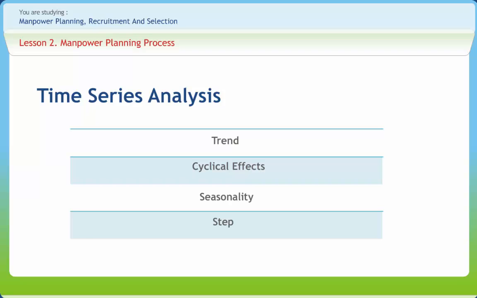Step is a sudden change in employment level due to economic environment or increased market share or procurement of some new machines, etc. Random fluctuations are fluctuations in employment level which are random in nature, that is, such fluctuations do not follow any obvious pattern.